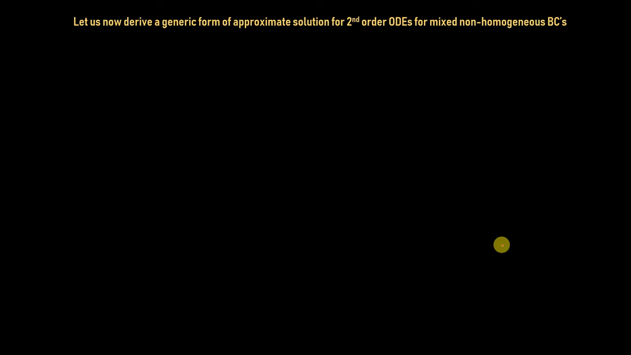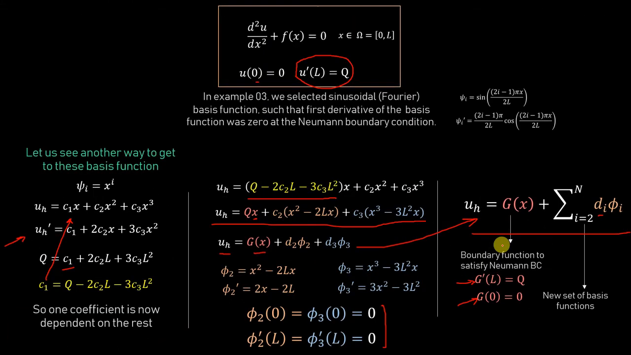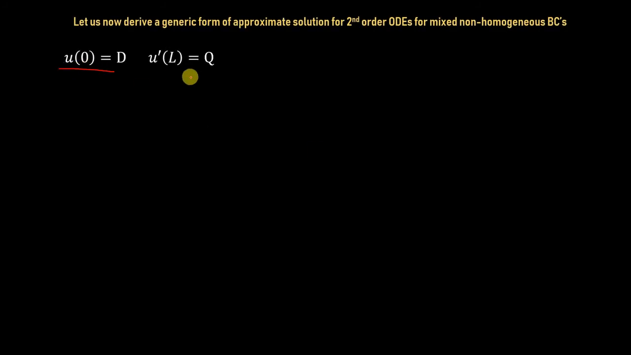Let us now derive the generic form, the second order ODE with mixed non-homogeneous boundary conditions. Here we'll consider non-homogeneous Dirichlet and non-homogeneous Neumann. In the previous example, the Dirichlet boundary condition was homogeneous, you can see this, and this was non-homogeneous. So let us take these kinds of boundary conditions now. It doesn't matter what our problem is, we are just simply constructing our trial solution. Even in the previous example, we didn't use our original ODE.